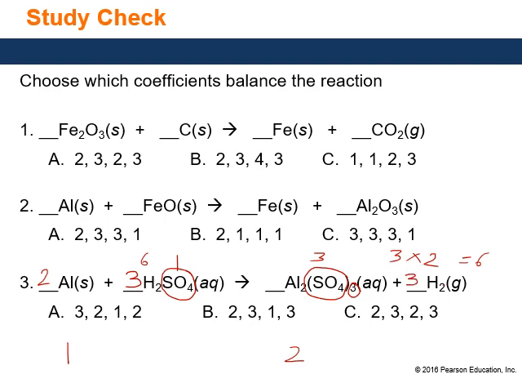Let's confirm if everything looks correct. 2 aluminum, 2 aluminum. 3 times 2, 6 hydrogen, 3 times 2, 6 hydrogen. 3 times 1 sulfate, 3, so that's 3 sulfate, and this is also 3 sulfate. So that is my balanced chemical equation. If nothing is written, that automatically means it's just 1. So the coefficients are 2 is to 3 is to 1 is to 3. 2, 3, 1, 3 is B.